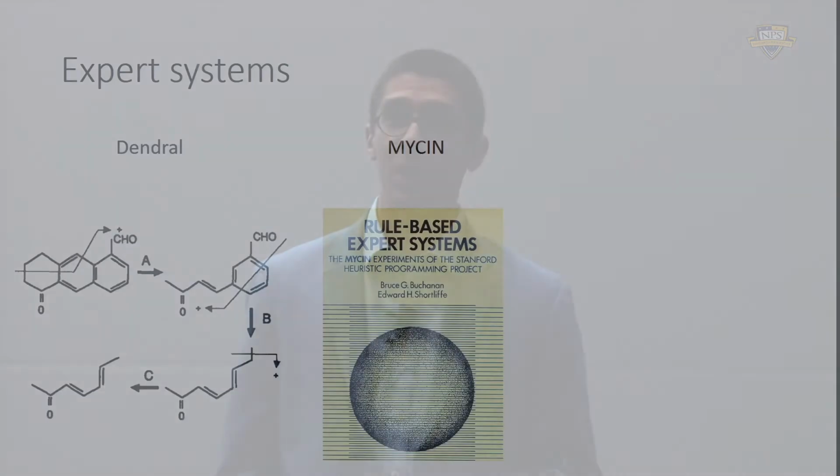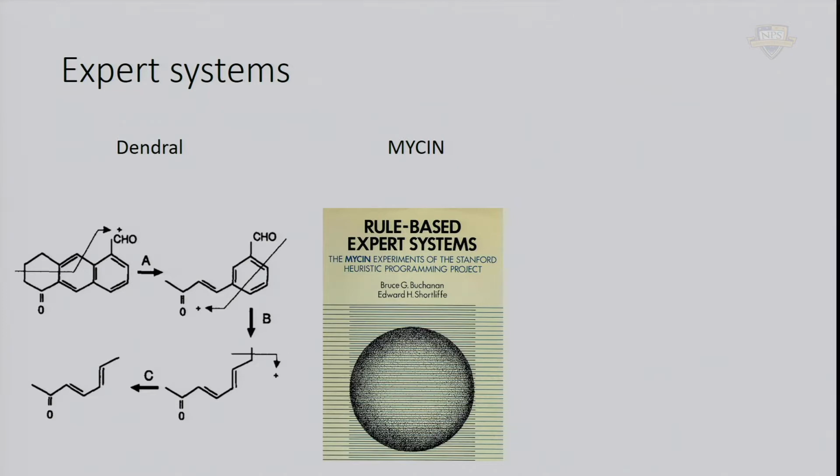There was a system derived from Dendral called Mycin, which tried to identify bacteria that cause severe infections and then make a recommendation as to what antibiotics should be prescribed for that infection, hence the name Mycin.